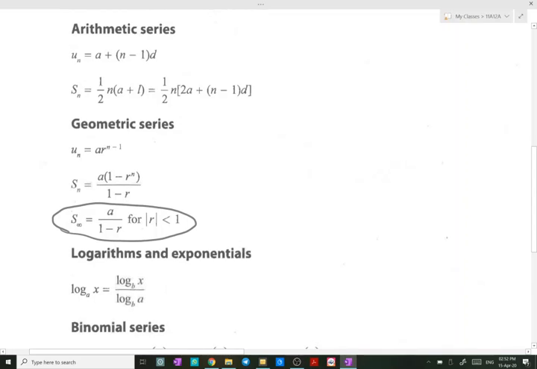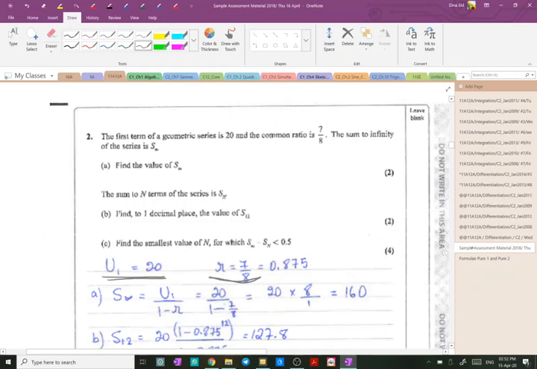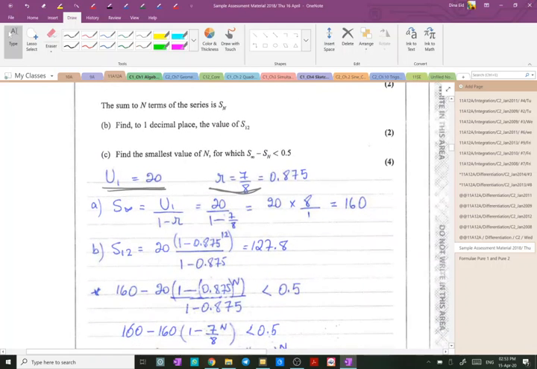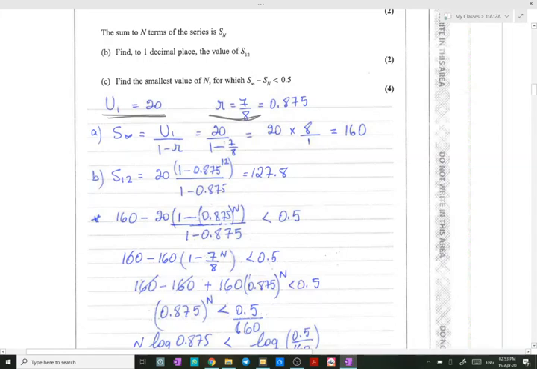Therefore, it's equal to the first term over 1 minus R, where the absolute value of R is less than 1, or you can say that R is between -1 and 1. So going back to our example, we use the formula taken from the formula booklet and we replace. Replacing, we will get 20 over 1 minus 7/8, and using algebra, 1 minus 7/8, common denominator is 8, so 8 minus 7, so the answer is 1/8.